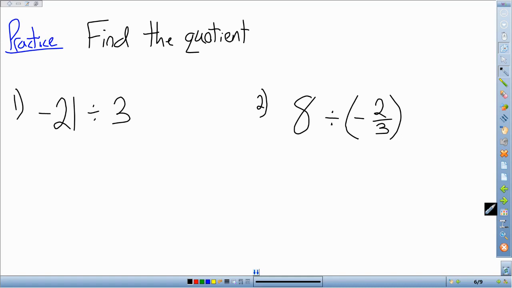Okay, so now that you've seen that, go ahead and try a couple of these problems on your own, and then we'll go over them. Try it out.